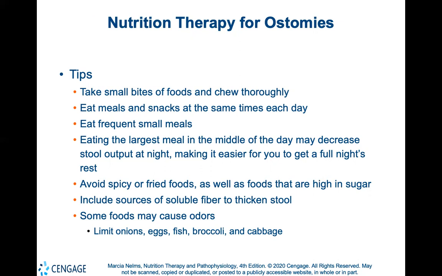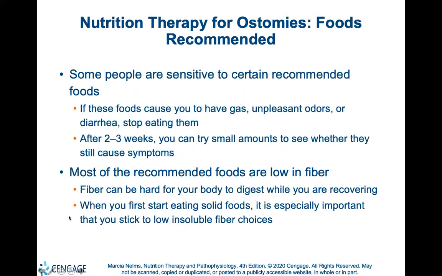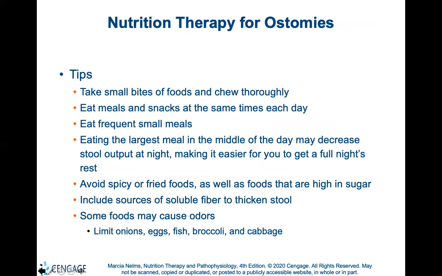Eating the largest meal in the middle of the day may decrease the stool output at night, making it easier for you to get a full night's rest. Avoid spicy or fried foods or foods high in sugar. Include sources of soluble fiber to thicken the stool. Some foods may cause odors, so you want to limit things like onions, eggs, fish, broccoli, and cabbage.